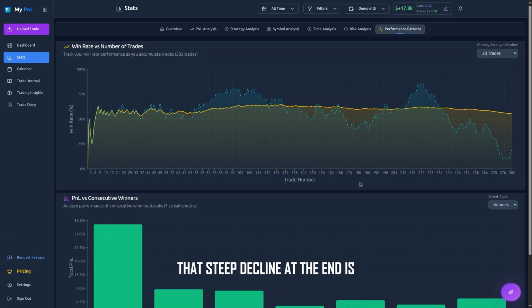That steep decline at the end is concerning. It suggests either fatigue, strategy degradation, or changing market conditions that I haven't adapted to. This pattern tells me something changed in my recent trading that needs investigation. The second chart is PNL versus consecutive winners.